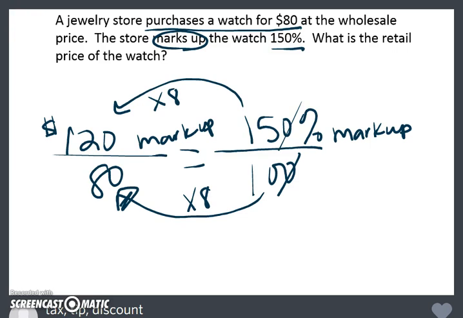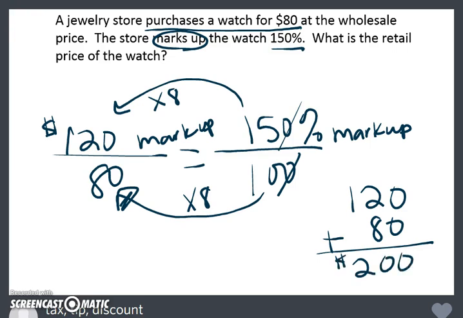So to find the new cost, because markup is adding to the cost, I'm going to take the markup, which is $120, and add the $80 to it. And now I know that my new cost is $200. So the store purchased the watch for $80, but is selling it for $200.